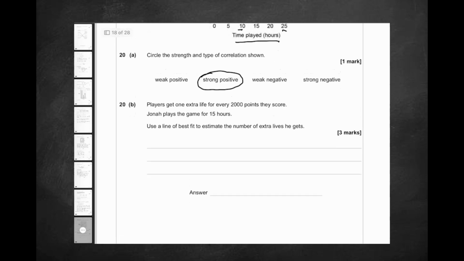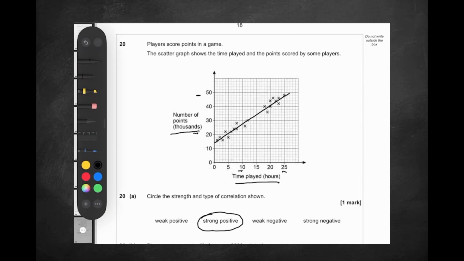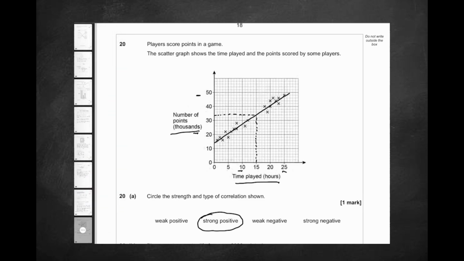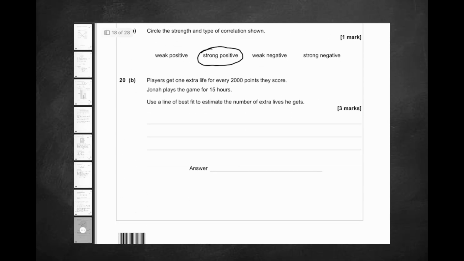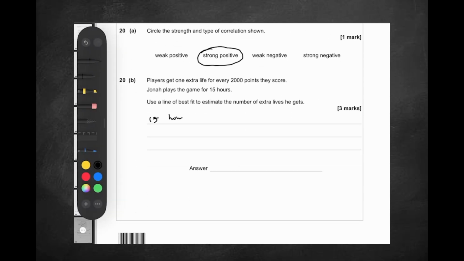John plays the game for 15 hours. So we'll take 15 hours on the graph and we'll scoop our way up to here. And it goes to about here. Each square is going to be 2 because it's 5 squares per 10. So that is going to be 34,000 points. So 15 hours, 34,000 points. So 34,000 divided by 2,000 equals 17 extra lives.